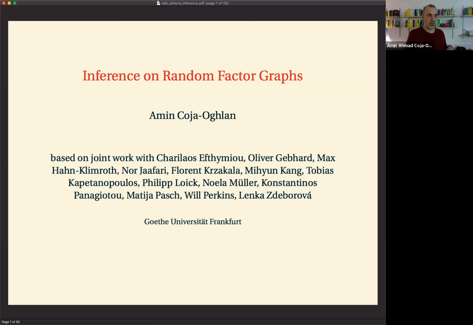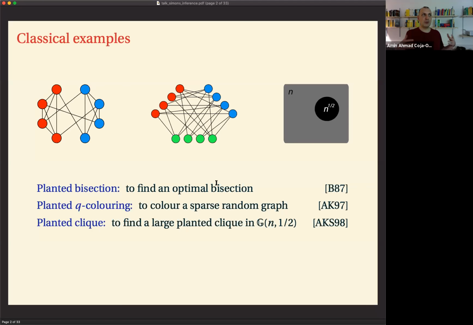So I would like to share with you some of my recent and recentish ideas and results about inference problems on random factor graphs. And as you can see from the slide, it's joint work with a lot of people that I've had the pleasure to work with over the last couple of years. And so actually this problem, or this family of problems, goes back quite a long time.